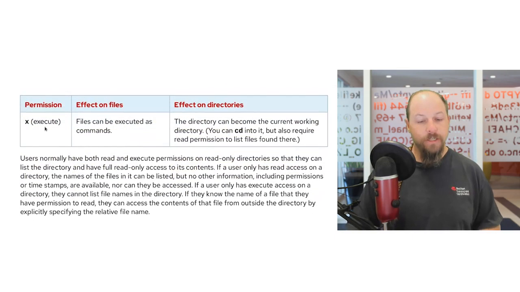The last permission is X for execute. When this is for a file, that means that the file can be executed within commands. This should be reserved for only files you intend to have executed output within the environment. When we supply the X argument or X permission to directories, that means that the directory can become your current working directory, which means that you're allowed to use the cd command to change into it, but also it will require the read permission to list files found there.